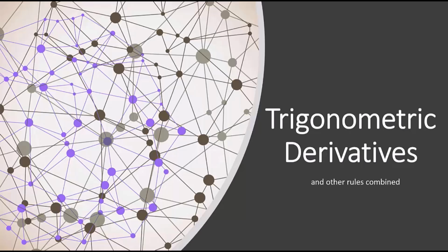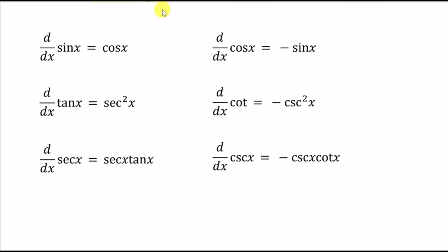Okay, in this video we're going to talk about our trigonometric derivatives and then how those combine with other derivative rules. So first we need to look at what the rules of our derivatives for trig are. The derivative of sine is cosine, the derivative of tangent is secant squared, and the derivative of secant is secant tangent. And then you have the other three over here.